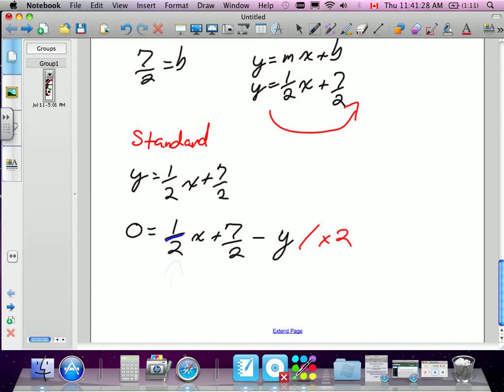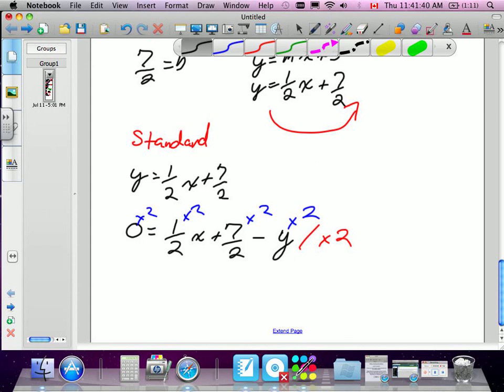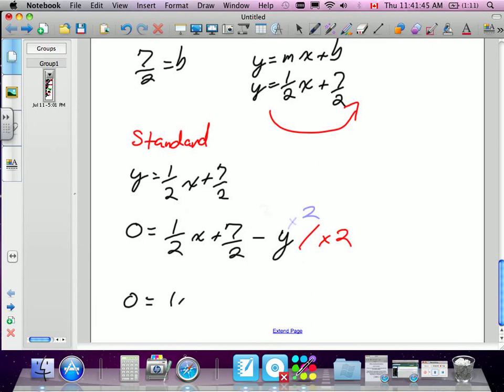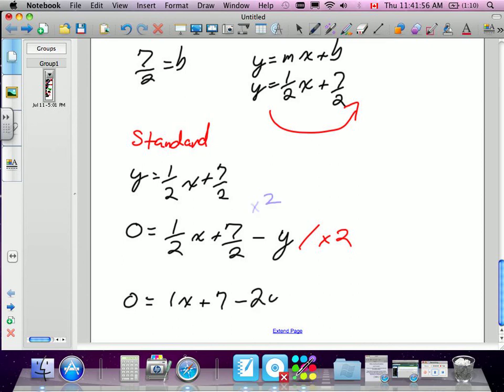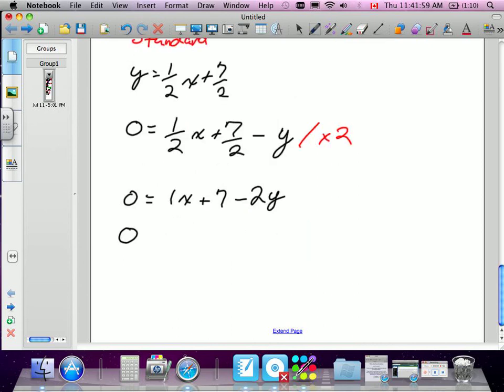And when I multiply the entire equation by 2, so that's every term in the equation, so 0 by 2, 1/2 by 2, 7 over 2 by 2, and y by 2, we're going to end up with a whole number. So 0 times 2 is 0. 1/2 times 2 is 1. 7 over 2 times 2? 7. That's right. The two 2's cancel each other out. So plus 7. And 2 times negative y? Negative 2y. And remember, standard form, we go x first. I don't need to put the 1 in. It's not that important. Minus 2y plus 7. So we are now in standard form.